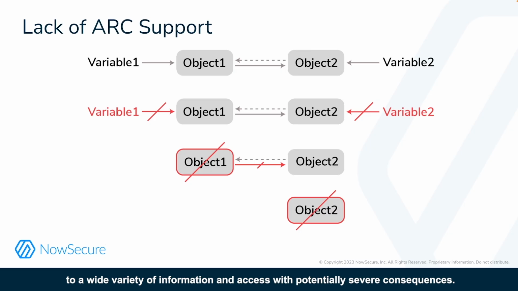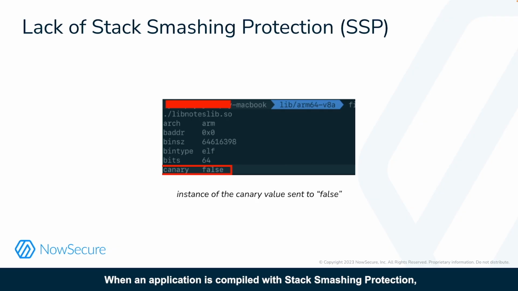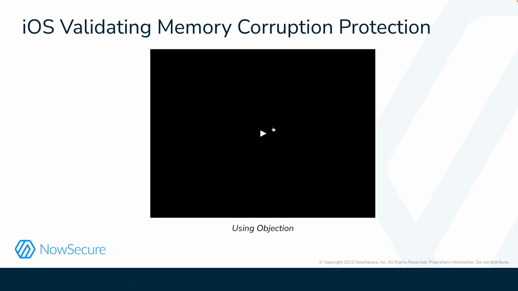severe consequences. When an application is compiled with stack smashing protection, a known value or canary is placed on the stack directly before the local variables to protect the saved base pointer, saved instruction pointer, and function arguments. The value of the canary is verified upon the function return to see if it has been overwritten. This is another very simple best practice that hardens your app.